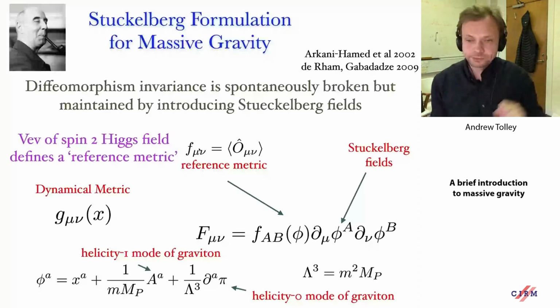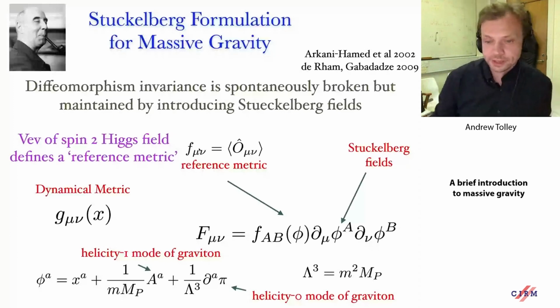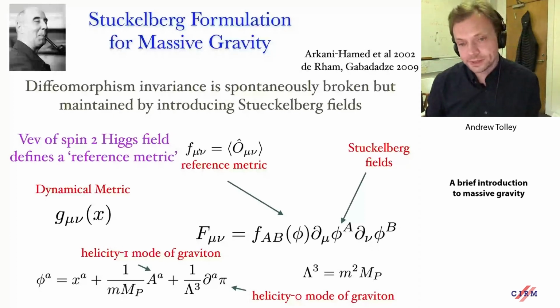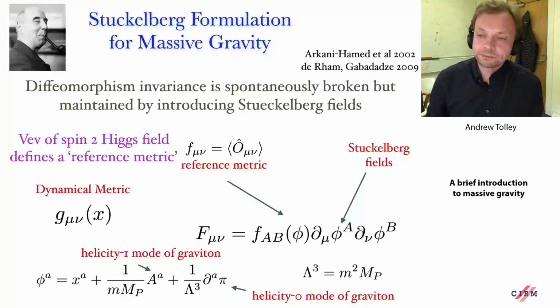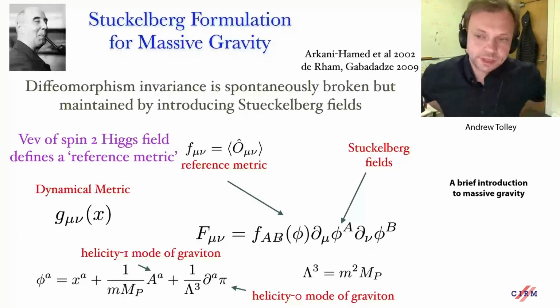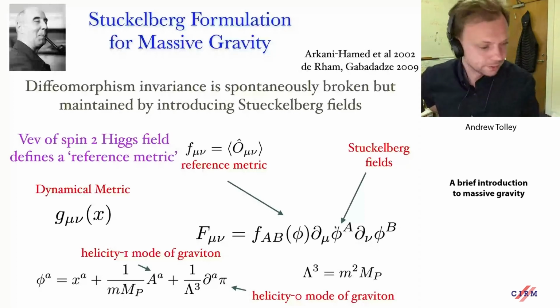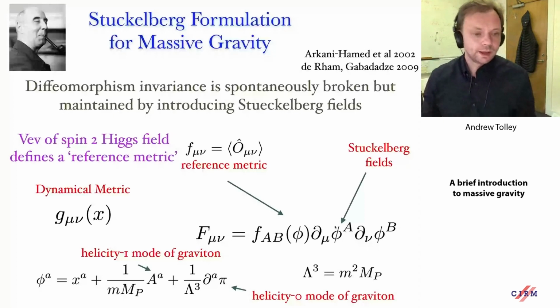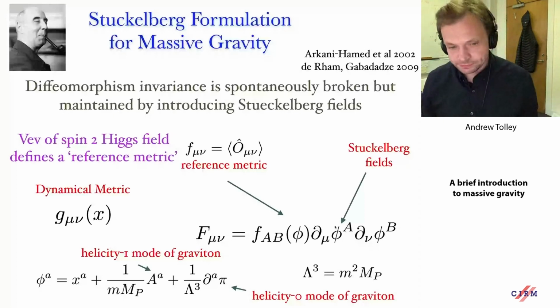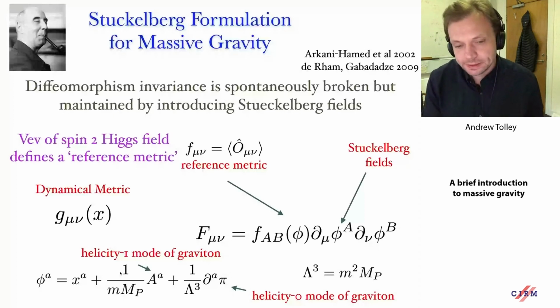The Stuckelberg procedure says, okay, I'll do a gauge transformation on that object. And in this case, it corresponds to replacing the reference metric by its gauge transformed version. Well, you know how to do a gauge transformation for full diff symmetry. I just do a coordinate transformation where I have new coordinates, which I've called φ^a here. And then I promote those new coordinates to dynamical fields. That's the Stuckelberg procedure. That's the first step.